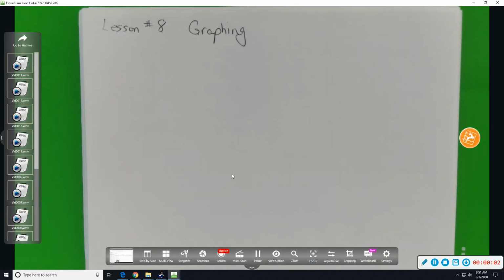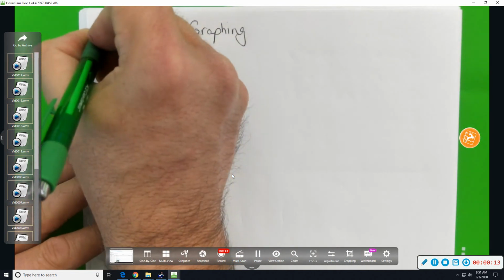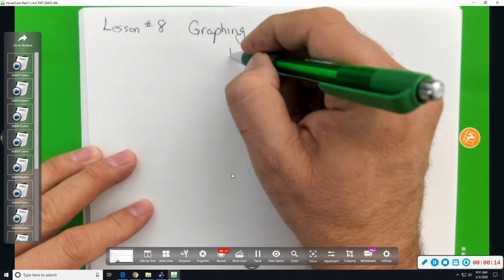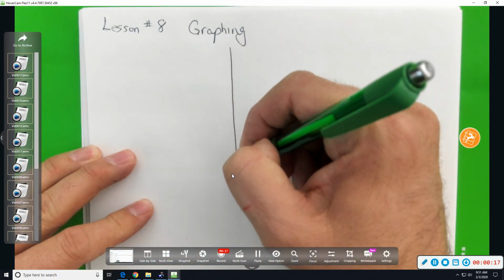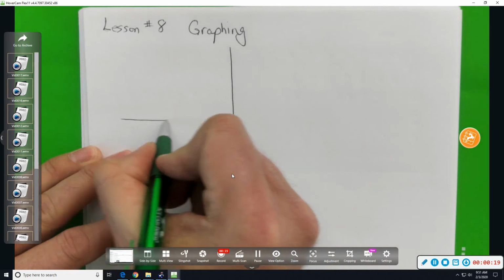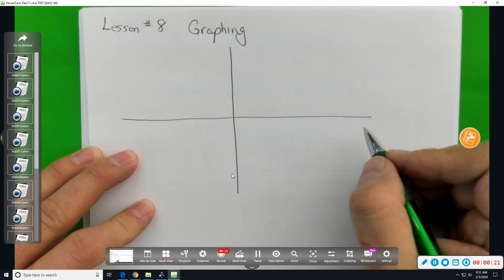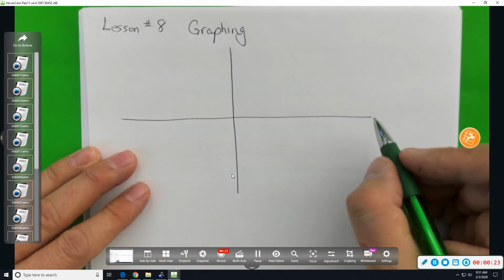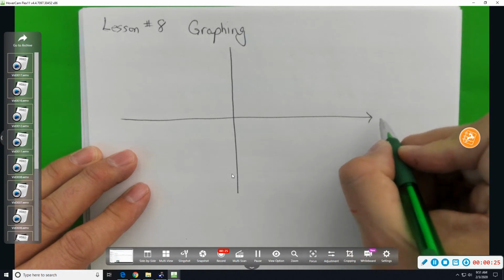Okay, so we're going to start graphing today. This is our first assignment or even mention of graphing. I'm going to assume you've done a little bit of graphing before. When we graph, we have an x-axis and a y-axis. I should have brought some graph paper up here with me, but I don't have any.